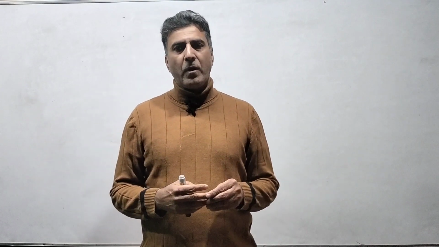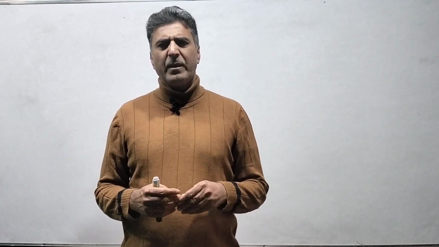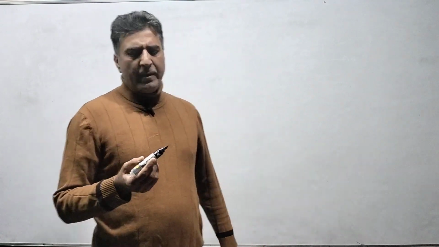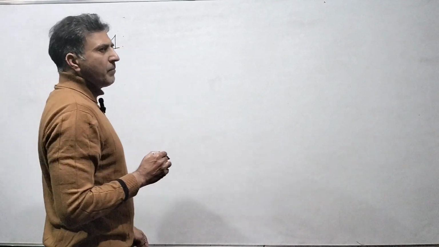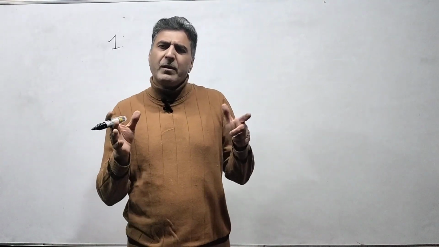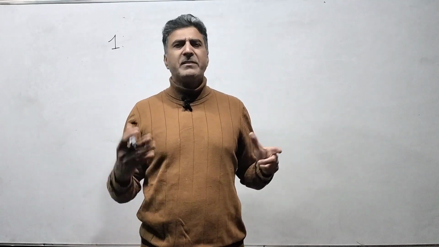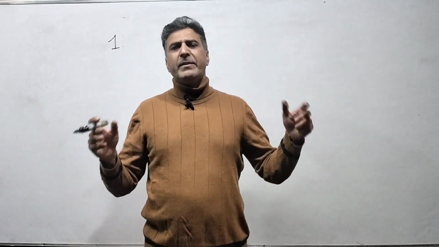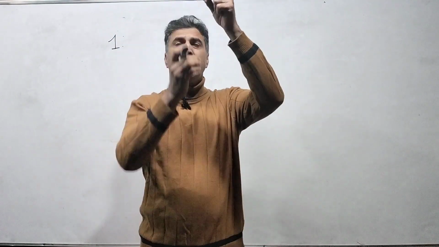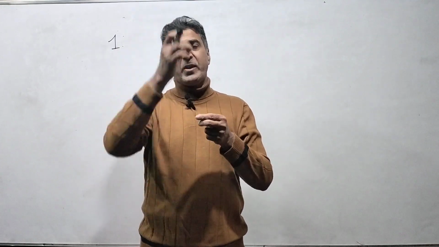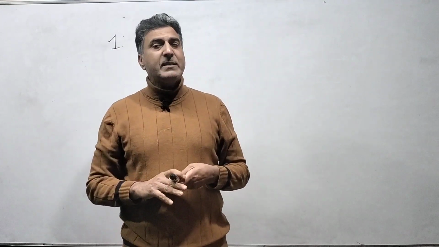Today we will discuss a few more examples on pseudo forces, and it will be the fourth lecture on pseudo forces. Let us start with number one. Suppose we have a lift. It's accelerating upwards, and inside the lift there is a hanging pendulum, a bob hanging through a string. We have to find what is the tension in the string.